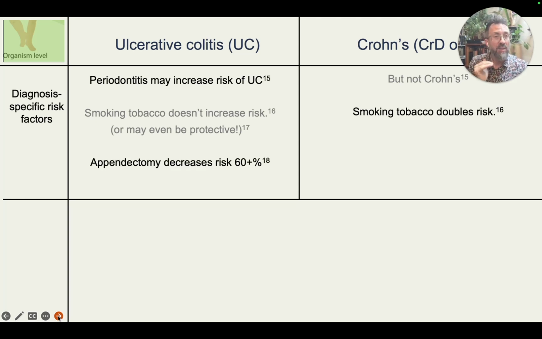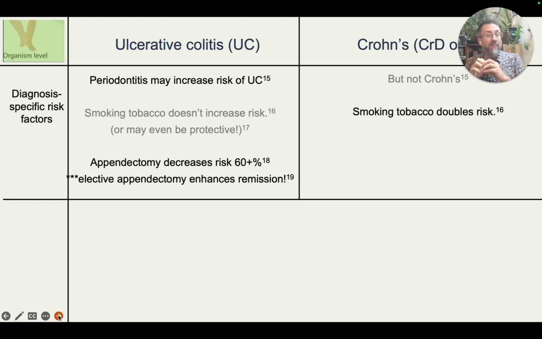Having an appendectomy, so like when you get appendicitis and your appendix is removed, having an appendectomy when you're young decreases the risk of getting ulcerative colitis by about 60%. And there was a study just published in 2025 showing that they randomized people with ulcerative colitis that was in remission to either get an appendectomy or not. And if you got an appendectomy, you were substantially more likely to remain in remission a year later, which I think is fascinating. But for Crohn's disease, having an appendectomy does not change your risk of getting Crohn's, or maybe some studies show even increases your risk a little bit.